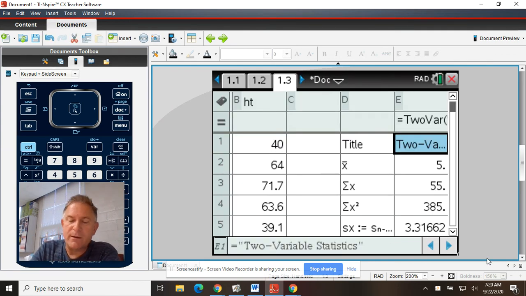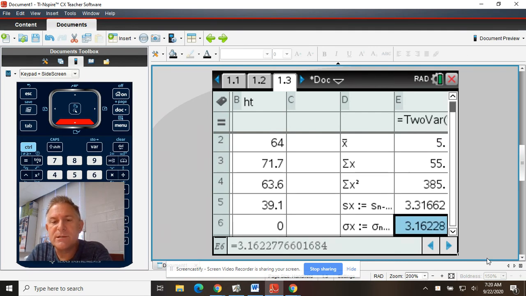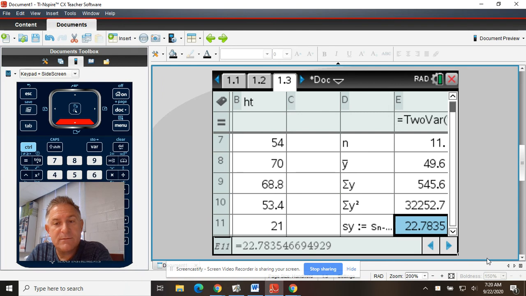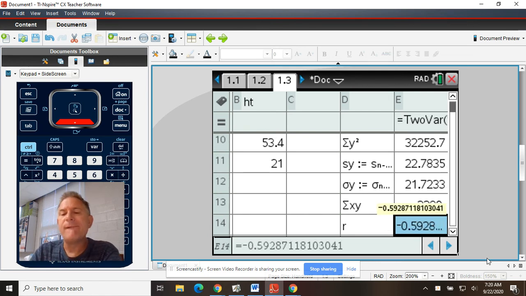All right. So here we are. Average time. Deviation. Average height. Deviation. I'm looking for R. R is my new interesting letter friend today. Huh. Negative.